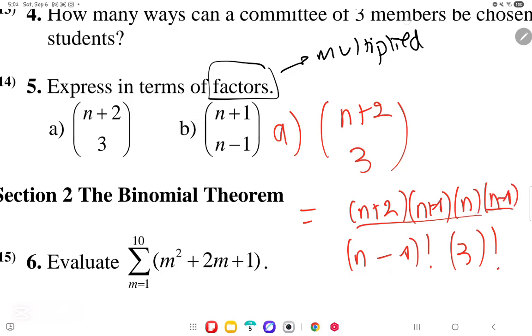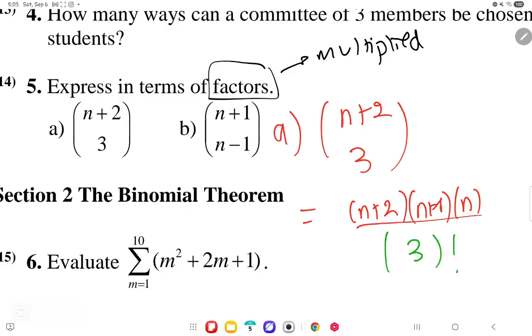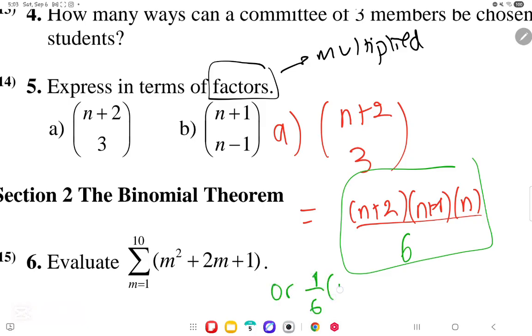It's the same over here, and then we will put factorial. So now you can cancel this one and this one. They will go bye-bye. And you will be left with n plus 2, n plus 1 times n over 3 factorial. 3 factorial, very simply, you can do it on the calculator, or you can actually solve it, and you will get an answer of 6. So in terms of factors, this is what it looks like: n plus 2, n plus 1, n over 6, or you could write it as 1 over 6 times n plus 2 times n plus 1 times n.